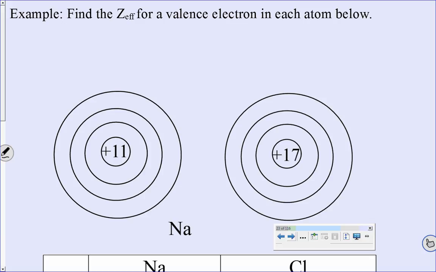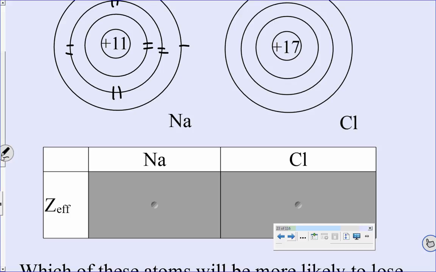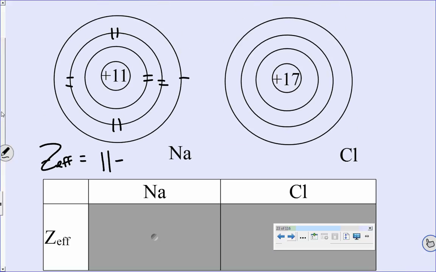If we look at sodium, where we have our 2-8-1 configuration, sodium has 11 protons minus, in terms of non-valence electrons, we're not counting the outside one, 1, 2, 3, 4, 5, 6, 7, 8, 9, 10. Sodium has an effective nuclear charge of 1. I should really, truly actually say positive 1.